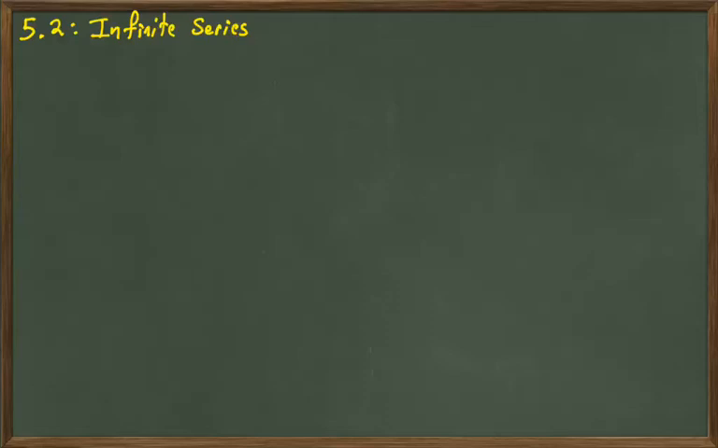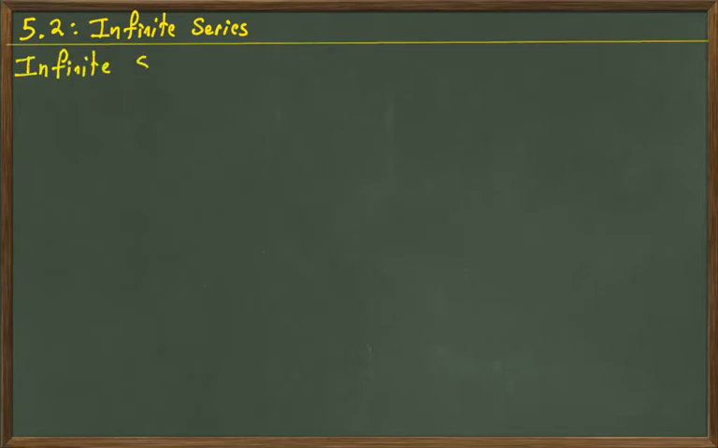Alright, in this video we're going to be looking at infinite series. So let's give an example of what an infinite series looks like. An infinite series will have a starting index. Usually it's n equals 1, sometimes it's n equals 0 or n equals 2. And then it's an infinite series, so the upper bound is going to be infinity.